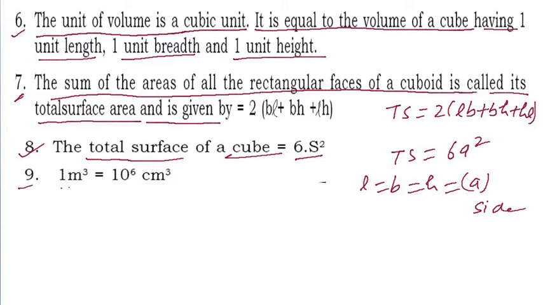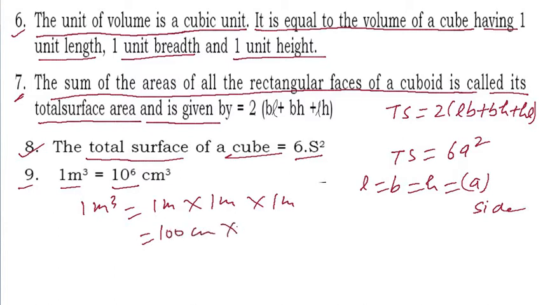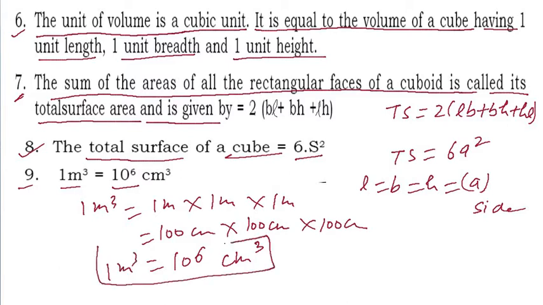Now 1 meter cube is equal to 10 to the power 6 centimeter cube. 1 meter cube means 1 meter into 1 meter into 1 meter. 1 meter is equal to 100 centimeter, so 100 centimeter into 100 centimeter into 100 centimeter. So how many zeros? So 10 to the power, you can say 1, 2, 3, 4, 5, 6. 6 zeros. So you can say 10 to the power 6 centimeter cube, and that is the 1 meter cube. ये रिलेशनशिप आपको लर्न करके याद रखनी है, कहीं जरूरत पड़ेगी तो हम इसको यूज कर लेंगे.